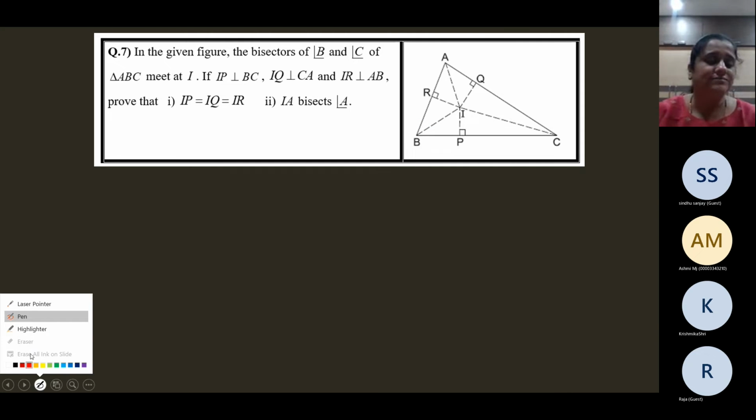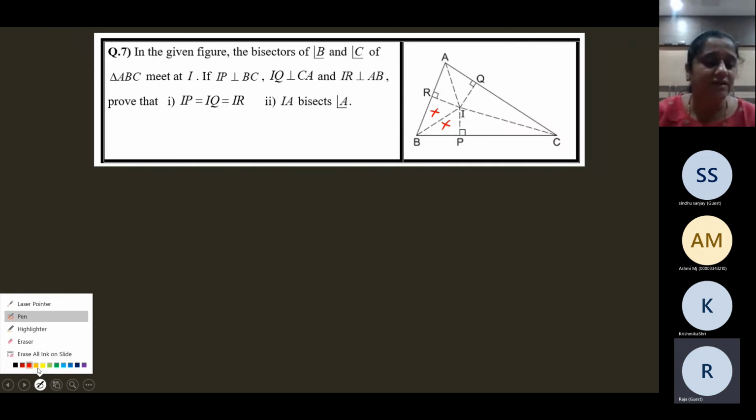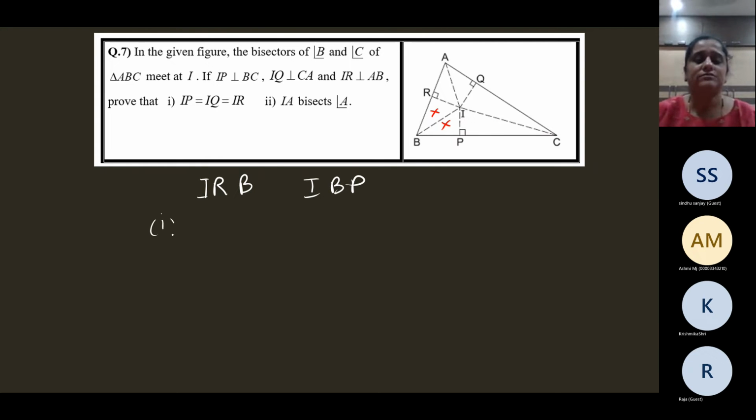Anybody can try. Ma'am, can I? Yeah, tell me. So these two triangles. In triangle IRB and IPB, angle IPB is equal to angle IRB. Okay, so because I've written this triangle first, I'll write angle IRB.